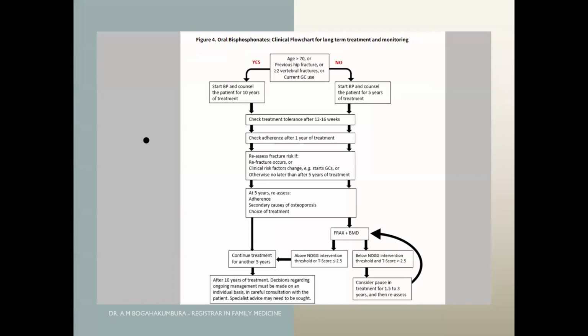Then reassess fracture risk if refracture occurs or clinical risk factors change, for example, starting glucocorticoids, or otherwise no later than after 5 years of treatment. At 5 years, we have to reassess adherence, secondary causes of osteoporosis, and choice of treatment. Then continue treatment for another 5 years. After 10 years of treatment, decisions regarding ongoing management must be made on an individual basis in careful consultation with the patient. Specialist advice may need to be sought.